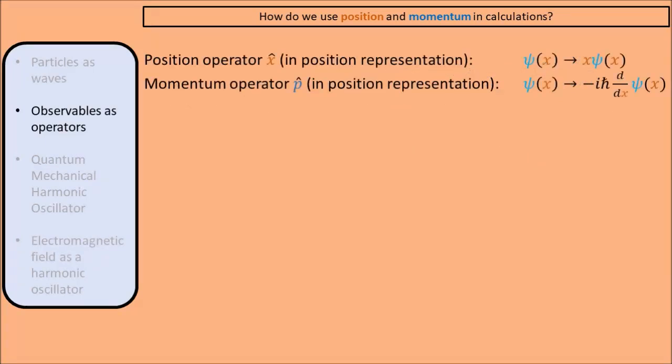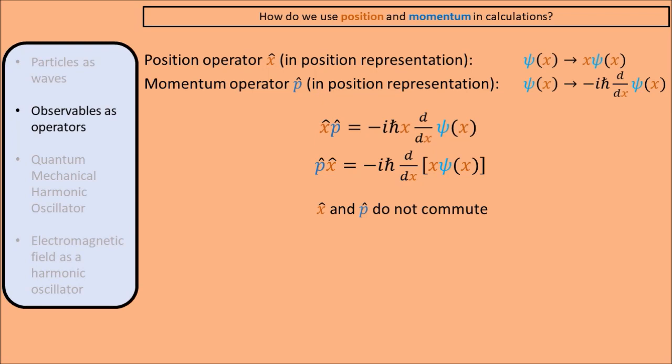So we saw that in the position representation, the position operator corresponds to a multiplication with x, and the momentum operator corresponds to taking the derivative. Using this result, we can make the following observation. If we first apply p and then x, we get something different than if we first apply x and then p. In other words, x and p do not commute.